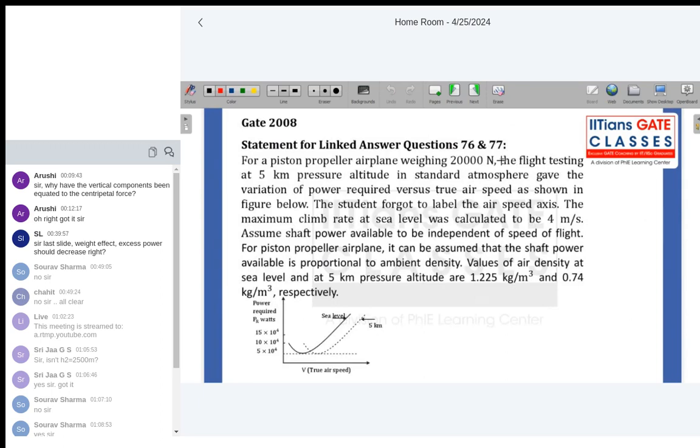It's a linked question, GATE 2008, question number 76 and 77. This is the common data for that linked question. For a piston propeller airplane weighing 20,000 Newton, the given data: weight equal to 20,000 Newton.